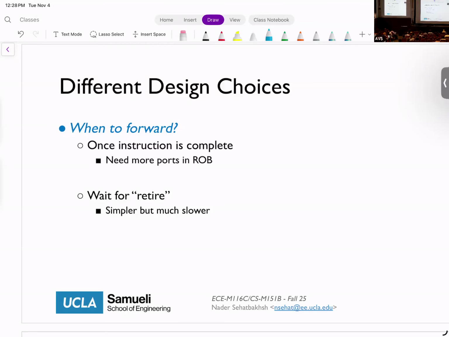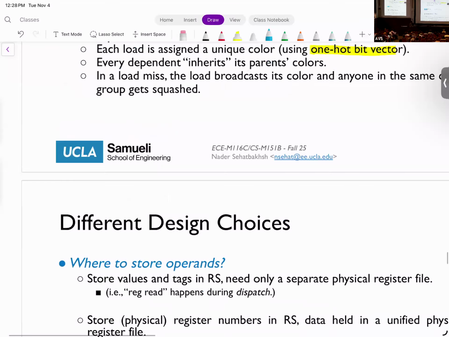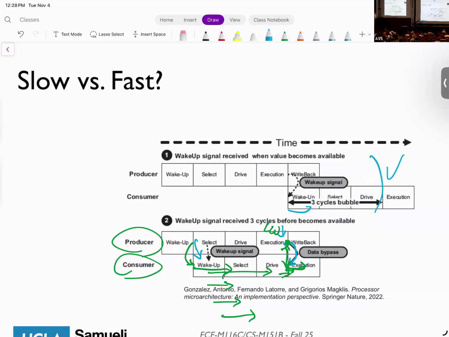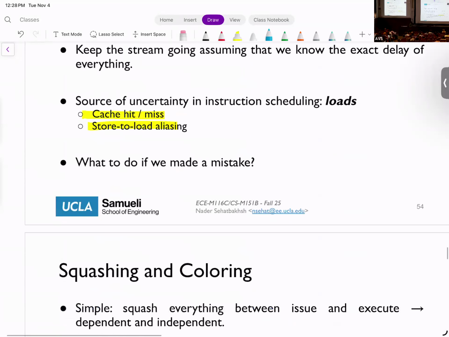That makes the design much simpler, but of course, much slower, because there could be one instruction that stays in the ROB for a long time before being retired, and as a result, every instruction needs to wait for this instruction to retire to be executed. So you don't want that to happen. If you want a fast design, you want to forward things as soon as possible. Even here, as you can see, if I do speculative scheduling, I technically forward it even before the instruction is completed, right? So you can fully optimize this design if you want to.